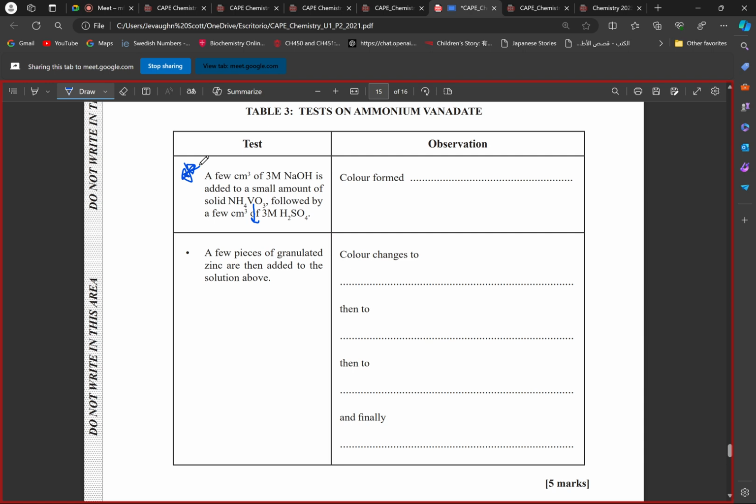In dilute sulfuric acid, what we're going to get is VO2 plus, right? That is present, and that's going to be our +5 oxidation state generally. And then we're gonna have reductions. So we're gonna end up with our vanadium in dilute acid.